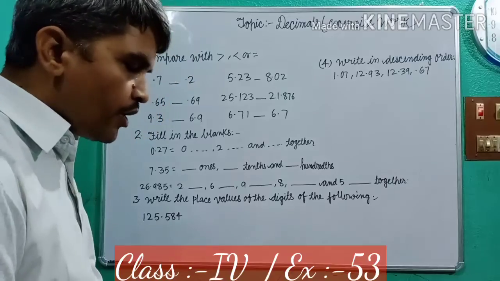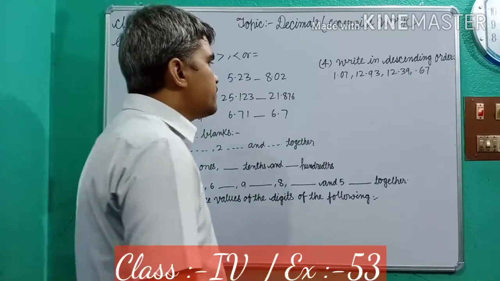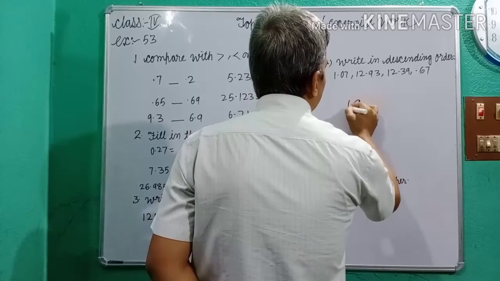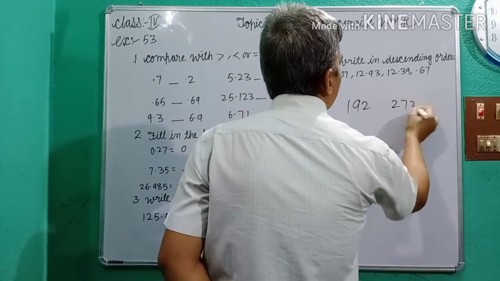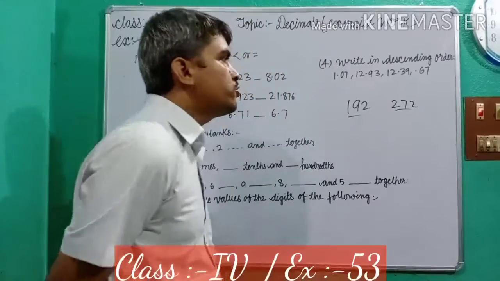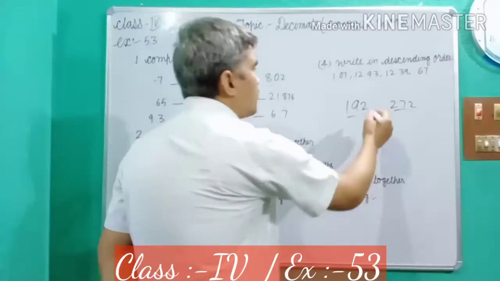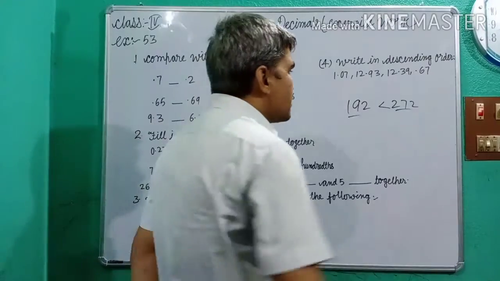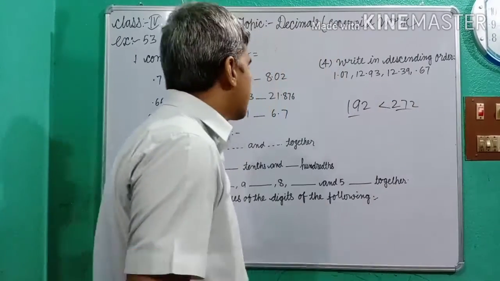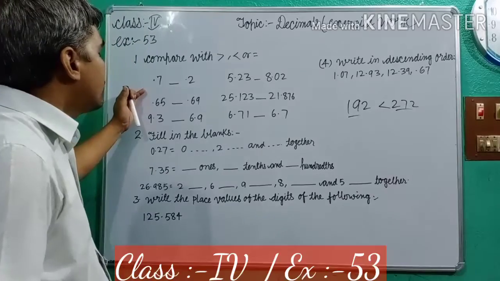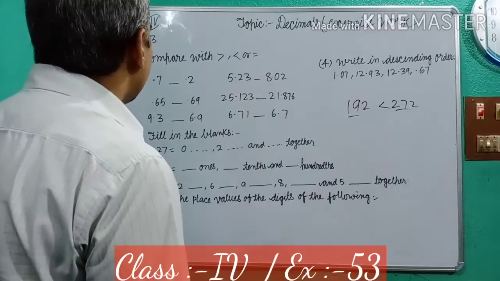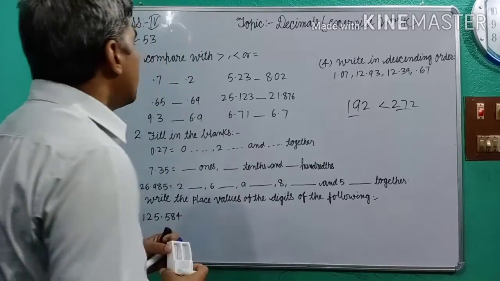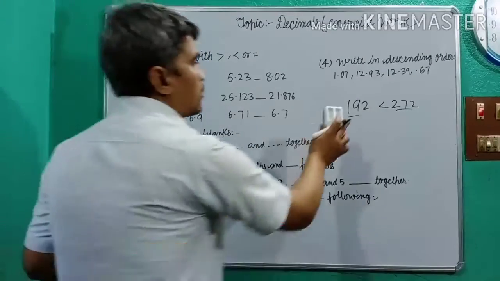In previous classes, in the previous video, I discussed which number is greater: 192 or 272. 272 is greater than 192. Students, this is a simple question with whole numbers. But today we discuss decimals and fractions. So, how do we compare such types of numbers?